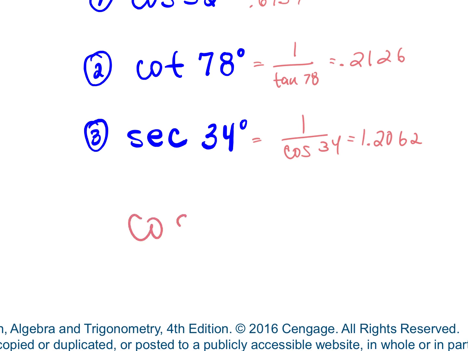Guys, what about what's the cosine of 98? Negative 0.1392. Is that okay to get a negative number? Yeah, that's okay. That's totally fine.